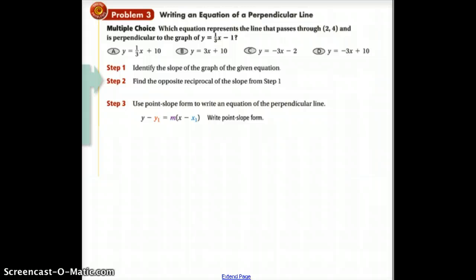Third example and final example, writing an equation of perpendicular lines. So we already wrote an equation of a parallel line, same slope. Now we want to write an equation where the slope is the opposite reciprocal. So first thing I need to do, here is the equation of the line that they want us to come up with a perpendicular line. It's going to go through this point. Again, we're going to use the point-slope form. So I look at my equation that's already in y equals mx plus b. I see the slope of this line is 1/3.